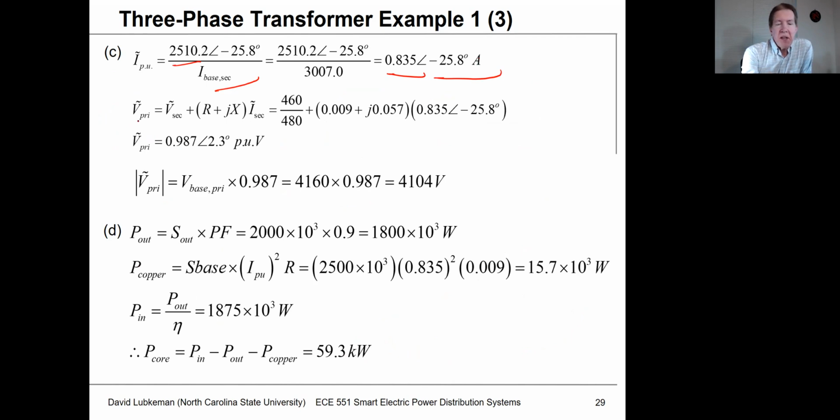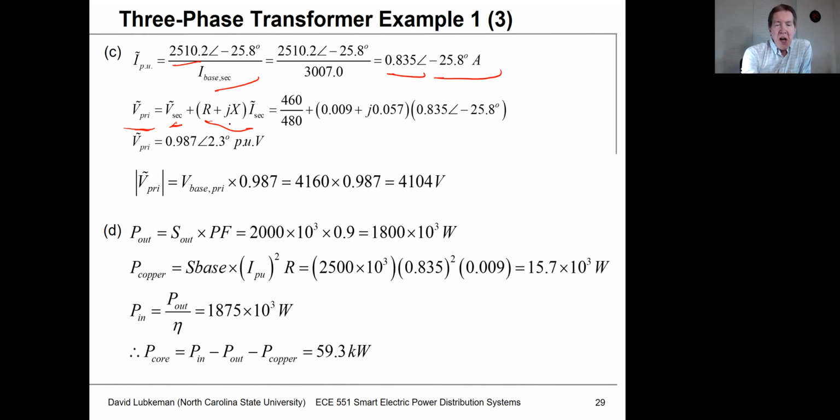What I can do then, if I want to figure out what's going to be this primary side voltage, is take the secondary side voltage and add to it the drop across the transformer. This is going to be R plus JX times the secondary current per unit.